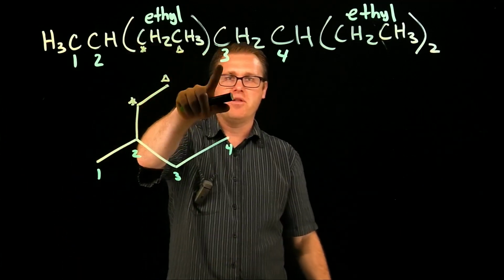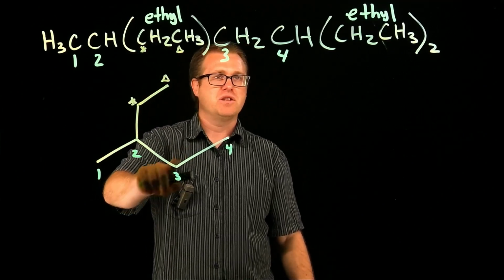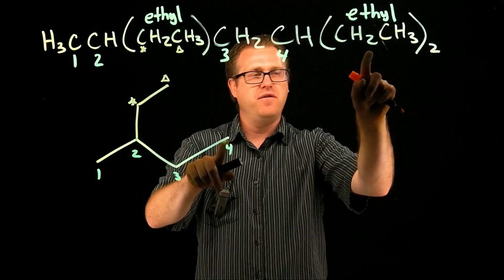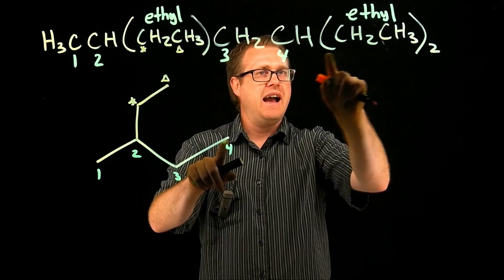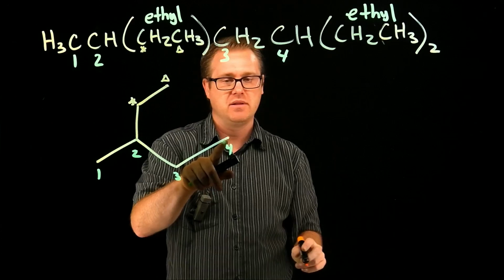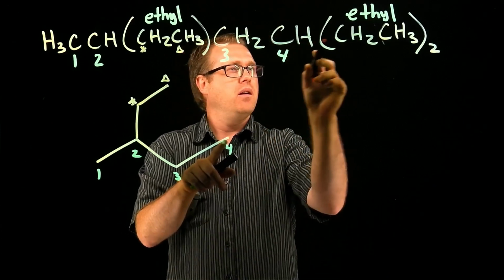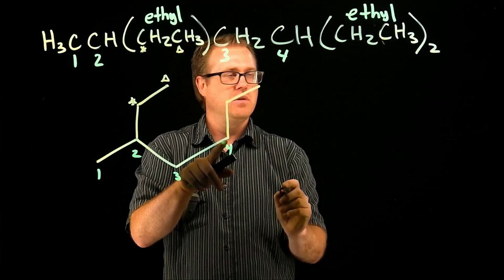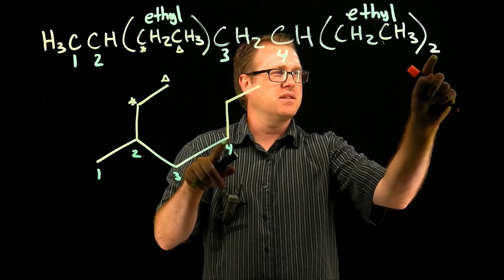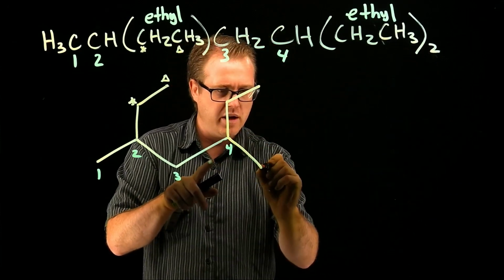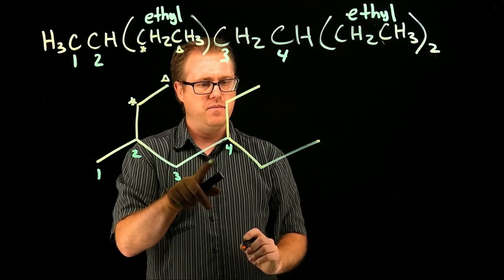Then I go to carbon 3, which is attached to carbon 4. And now look at this. Carbon 4 is attached to 2 ethyl groups. So ethyls are 2 carbons, so 1, 2. But there's this subscript right there that says I have 2 of them. So I just draw 2 more. 1, 2.